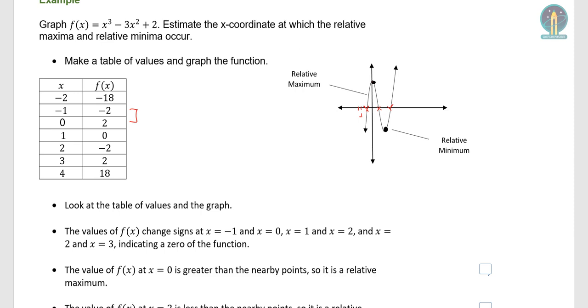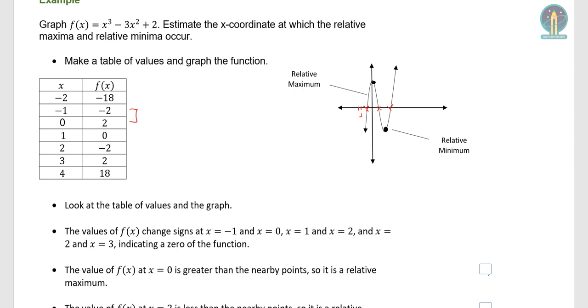Okay, so the values of f of x change signs at x equals negative 1 and x equals 0, x equals 1 and x equals 2, and x equals 3. So all these are the zeros.